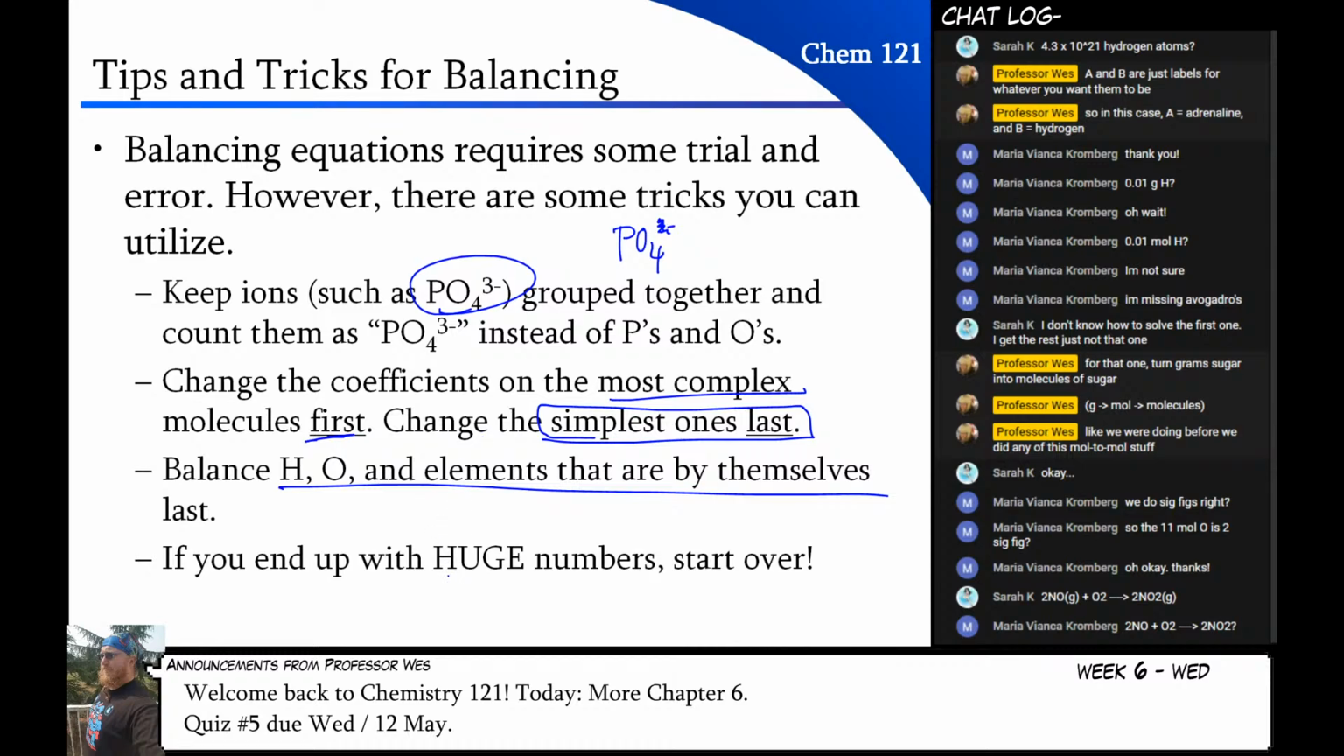Finally, if you end up with giant numbers, like what's called the chemistry arms race, where on each side the numbers just get bigger and bigger and never seem to balance out, like numbers higher than 50, erase everything and just start over, because what's happened is you've probably made a math error.